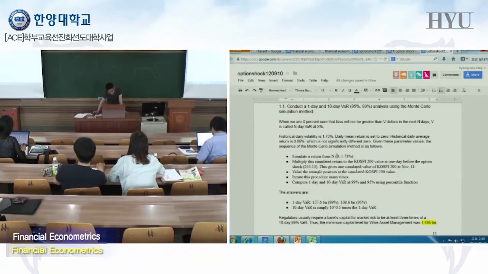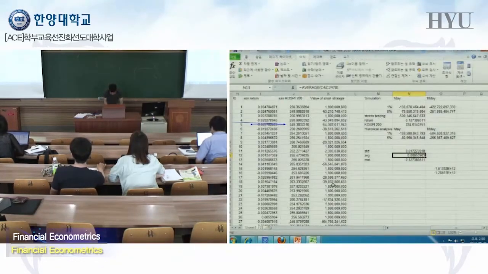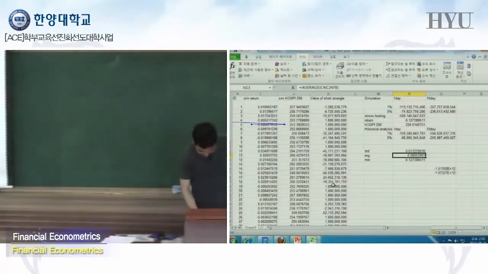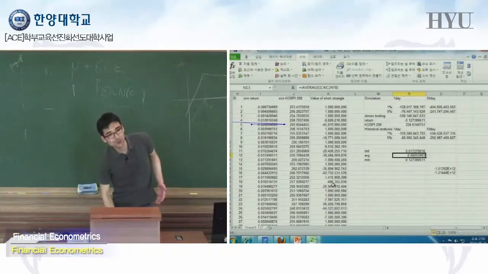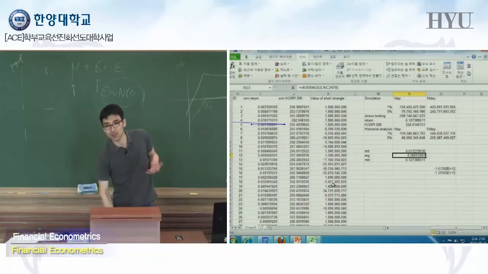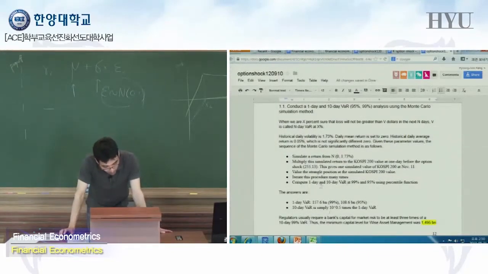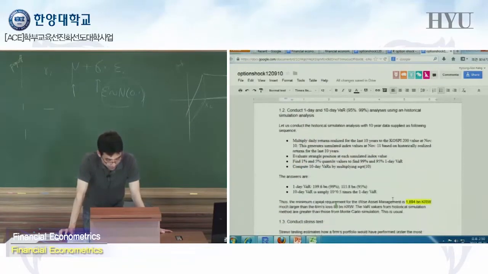Value the strangle at each simulated value, and I iterated it many times. Here I iterate only 3,000 times. So whenever I do the simulation, these values change, right? Because I did only 3,000 times. But if I do it many times, these values are very stable. Then I can calculate the 1 day and 10-day value at risk at 99% and 95% using the percentile function. Any questions?